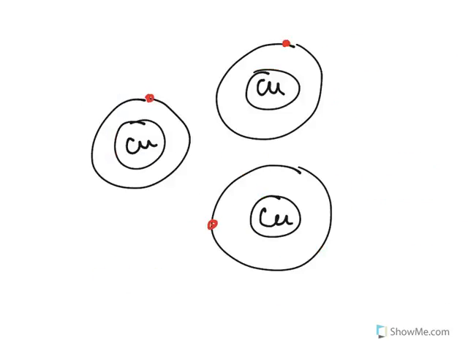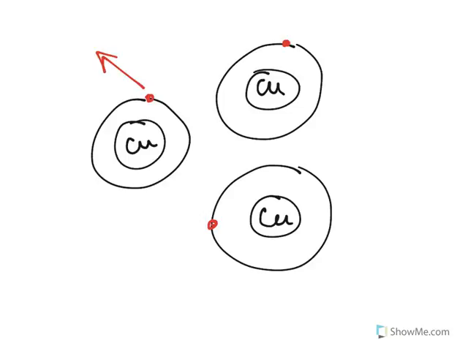Now here I've just drawn three very simplified versions of copper atoms, and you'll see that I've only drawn the outer electron, since that's the one that we're most interested in. Now, when there's no current flowing through a wire, that doesn't mean that no electrons are moving. It means that there's no net movement of electrons. So in that case, these electrons, since they're not held very tightly, are still going to move around, but in random directions.